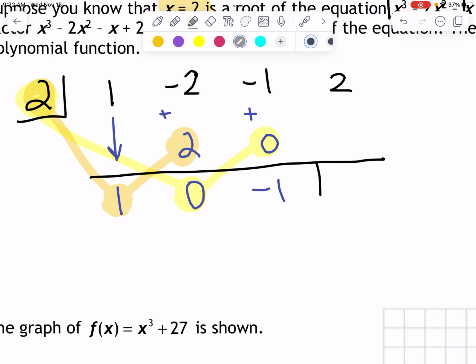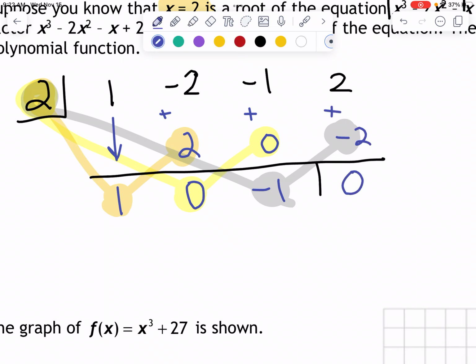Okay, one more time. I'm going to take 2 times -1. 2 times -1 is -2. Add on down the column, and I get 0. So I have no remainder, which means that 2 divides evenly.